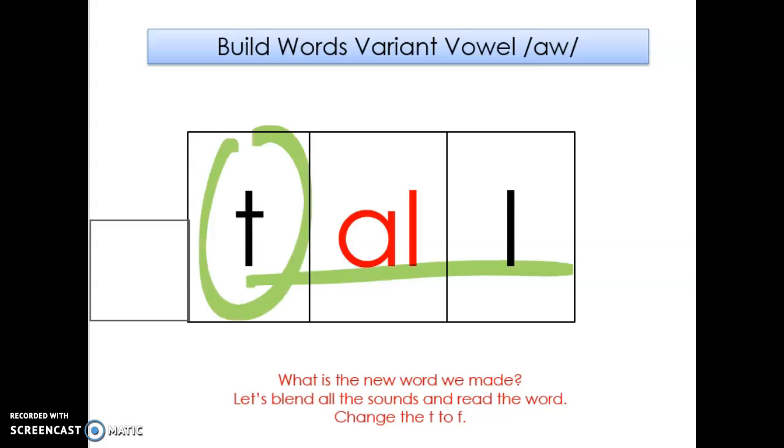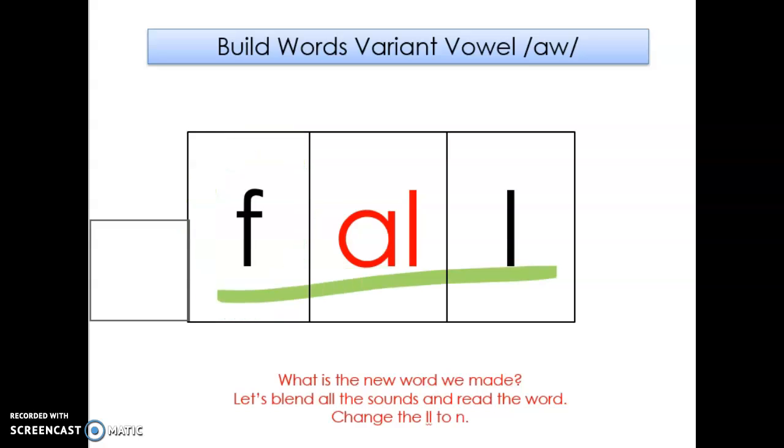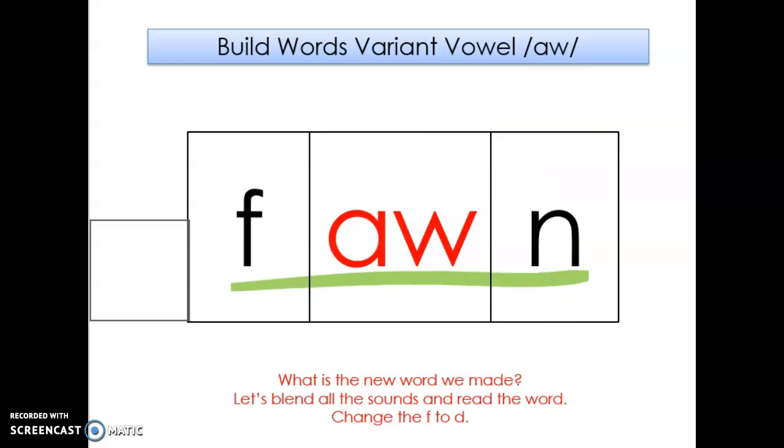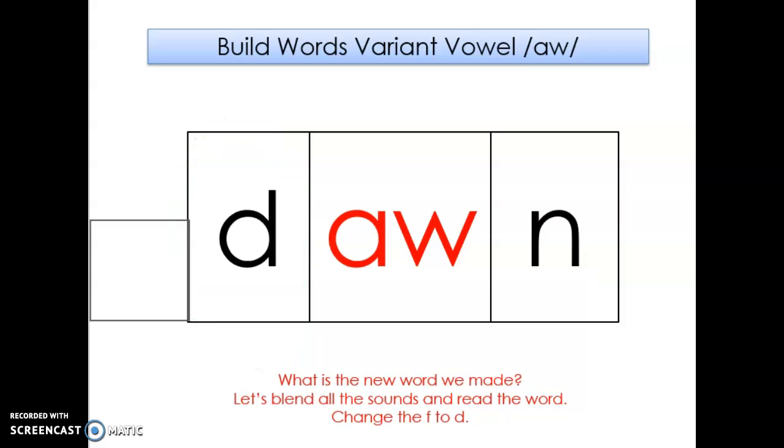What's the word? Change T to F. Think. Say the word: fall. What's the word? Change LL to N. Think. Say the word: fawn. What's the word? Change F to D. Think. Say the word: dawn. What's the word? Good.